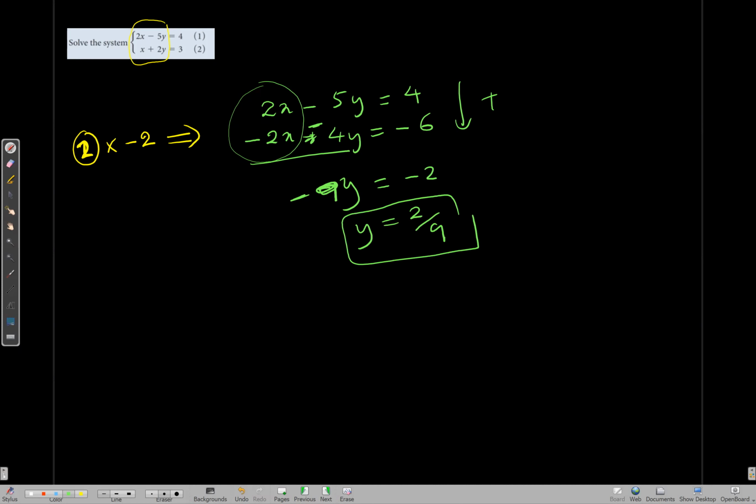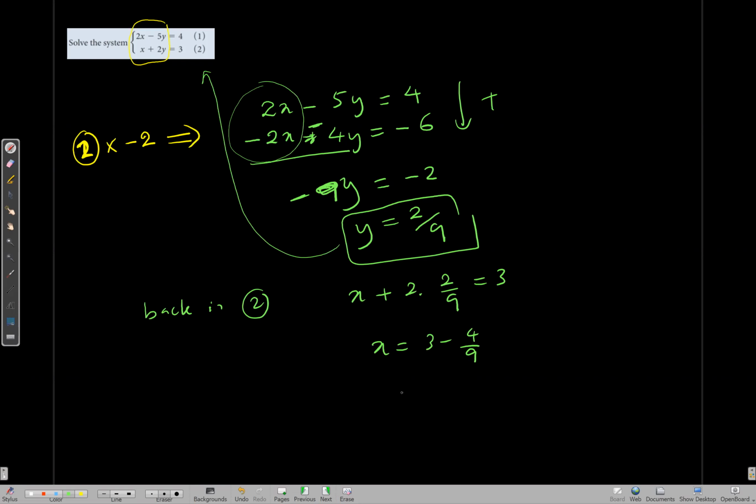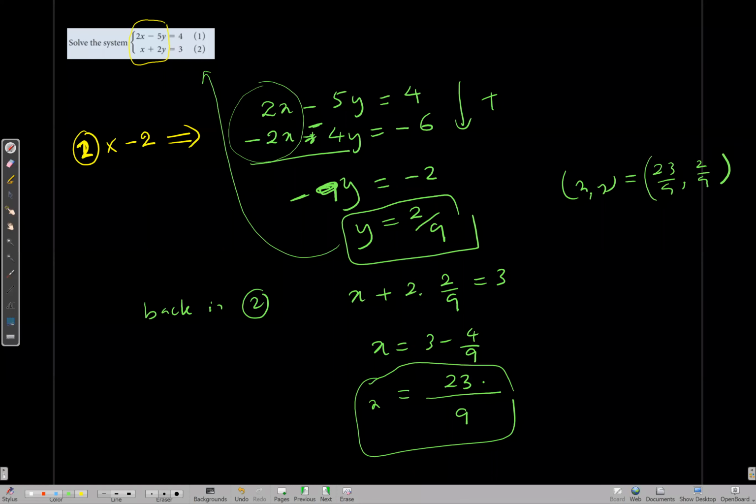Now, it's simple. At this step, you just need to take this and plug it into one equation. I will plug this value back into equation number 2, because it's easy. So, x plus 2 times y, and y is now this value, that's going to be 3. So when you solve for x, you get 3 minus 4 over 9, and 9 times 3 is 27, so 23 over 9. So this is my x. Our solution, x comma y, is 23 over 9 and 2 over 9. You can check that by plugging in.